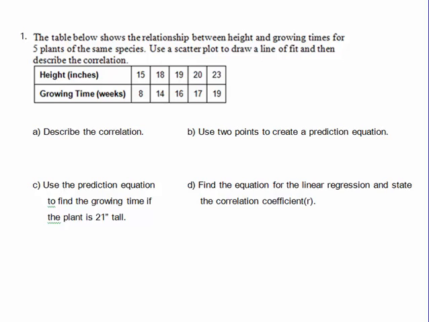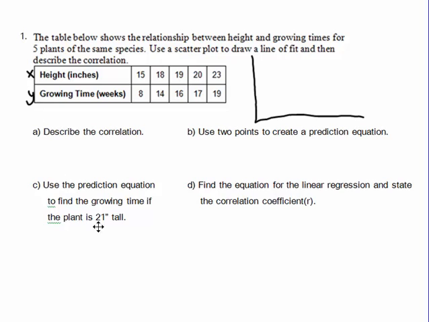So the first thing I want to do is create my scatter plot here. I'm just going to go ahead and put my first quadrant together, and I'm going to make a note for myself. I'm going to let height be x, growing times be y. Two reasons for that. One, height was given first, and it's the growing times for 5 different plants. So I know that this was done in terms of an average. Also, in my prediction equation, I want to find the growing time if the plant's 21 inches tall.